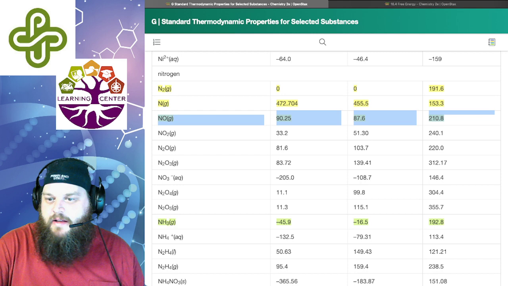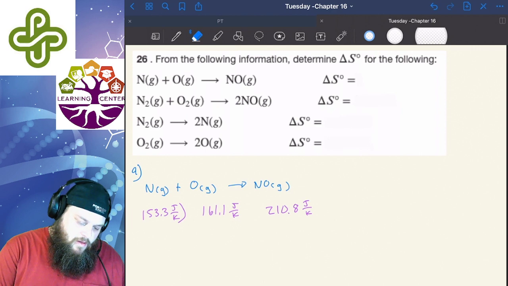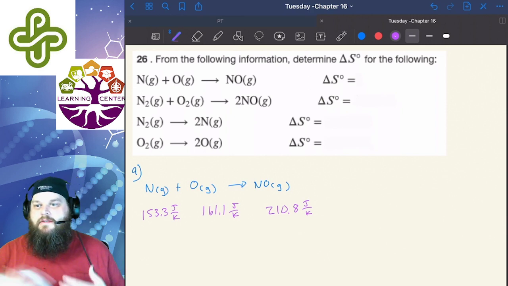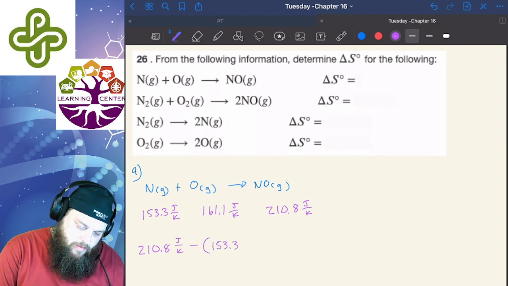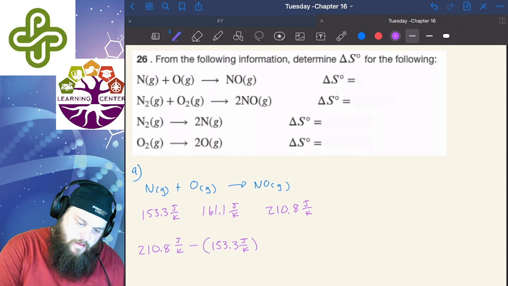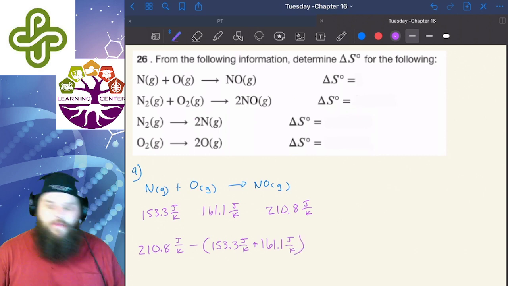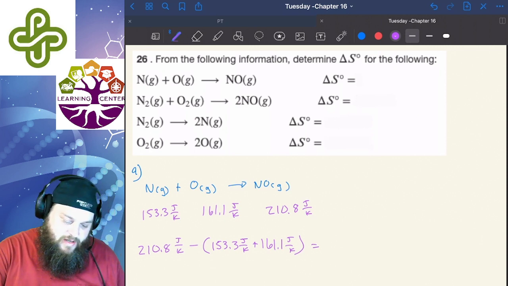Okay, I'm going to switch back to my... There we are. So I just wrote down what those values were for each of those. And now what I want to do is write the sum of the products minus the sum of the reactants. So in that case, this is going to be 210.8 joules per Kelvin minus 153.3 joules per Kelvin plus 161.1 joules per Kelvin. So I'm subtracting the sum of the reactants from the product. Those are all the entropies, to find what that change in entropy is.